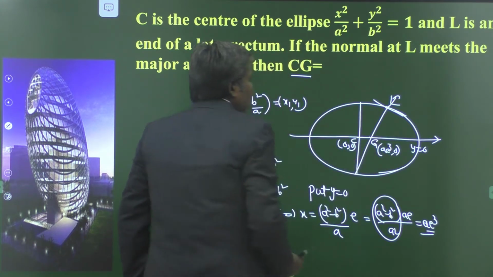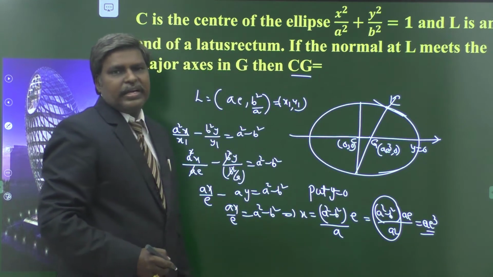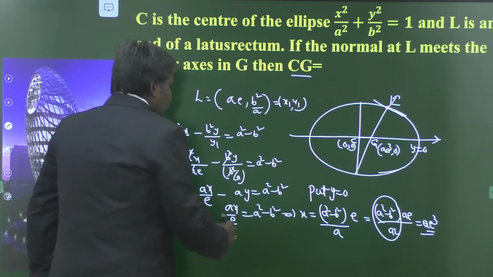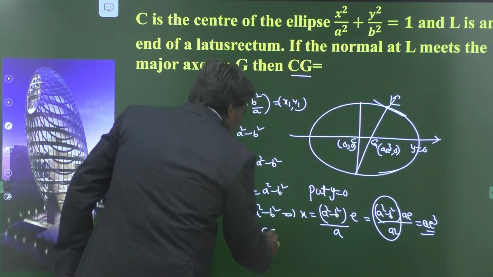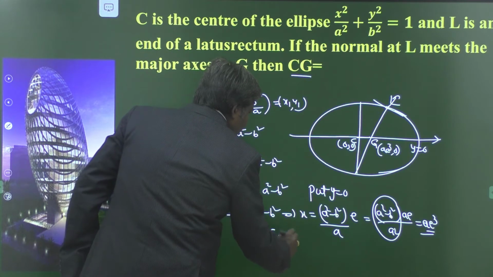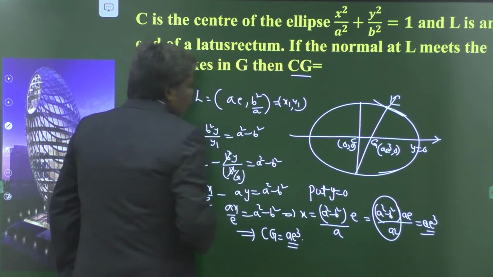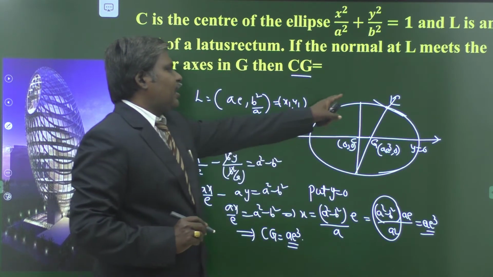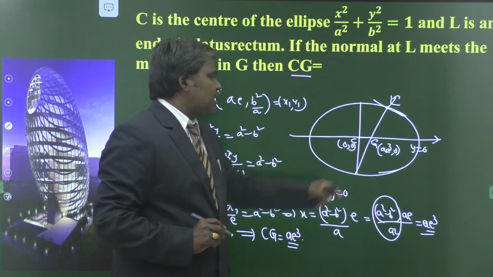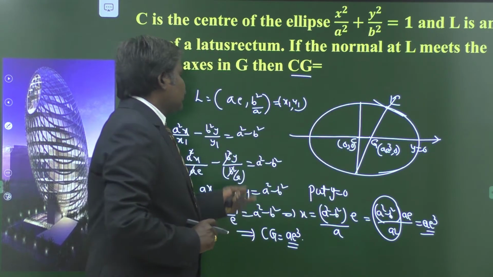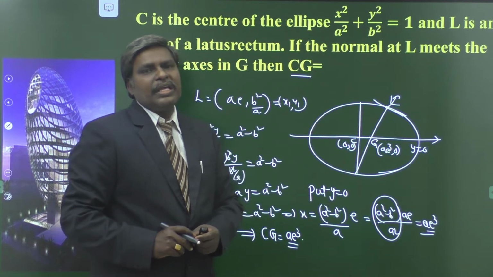What is the center? 0, 0. So the distance from C to G is what, my dears? ae cube. So it is a very simple question for you. Implies CG equals ae cube. So if the normal at the end of the latus rectum meets the major axis in G, then CG equals ae cube.